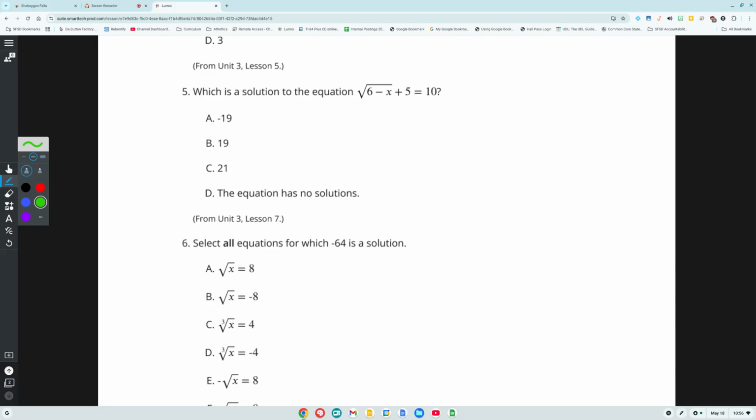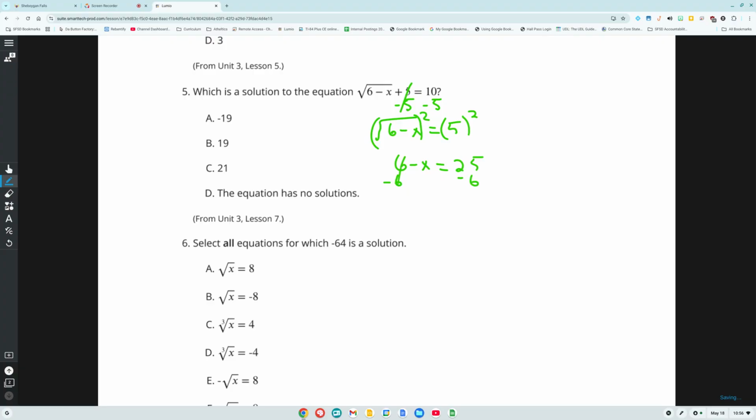I'm going to follow my order of operations backwards, so I'm going to undo adding and subtracting first. So now I get the square root of 6 minus x is equal to 5. To undo square rooting, I square. As I square both sides, I get 6 minus x is equal to 25. Subtract 6 from both sides, negative x is equal to 19. Divide both sides by -1, I get x is equal to -19.